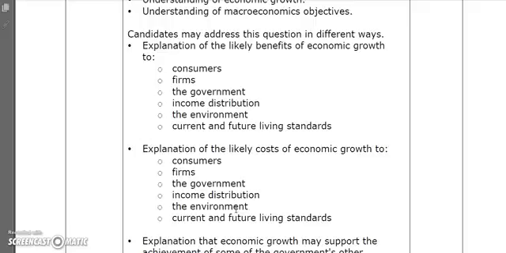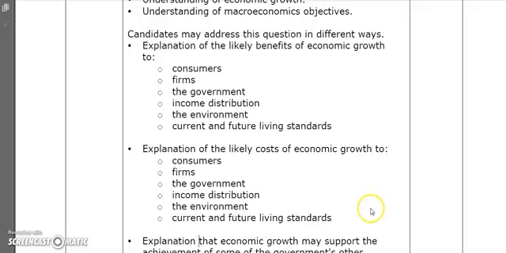You could also bring in the evaluation point that even though in theory income distribution should improve and we should have less of a gap between the rich and the poor because more people will be working, in reality often what happens is that as an economy grows, that gap actually increases even more, and the rich get even richer and the poor will remain poor.